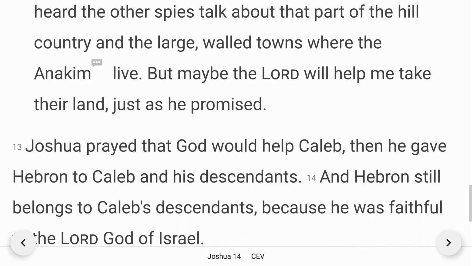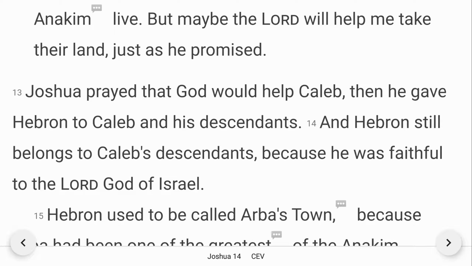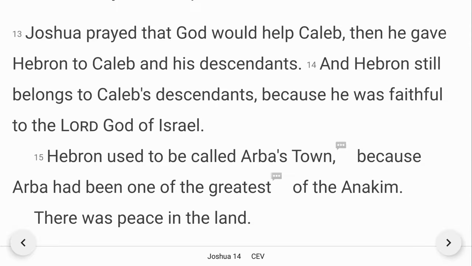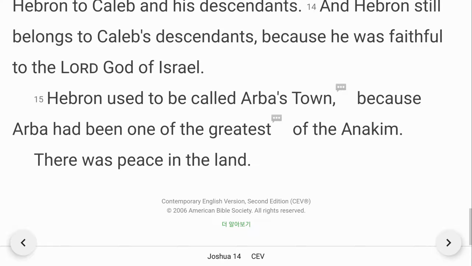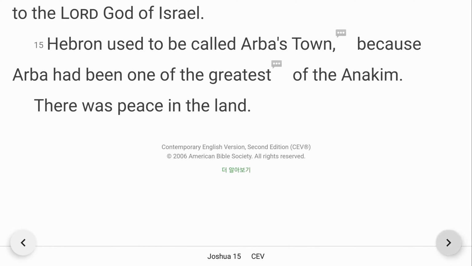Joshua prayed that God would help Caleb. Then he gave Hebron to Caleb and his descendants. And Hebron still belongs to Caleb's descendants because he was faithful to the God of Israel. Hebron used to be called Arba's town because Arba had been one of the greatest of the Anakim. There was peace in the land.